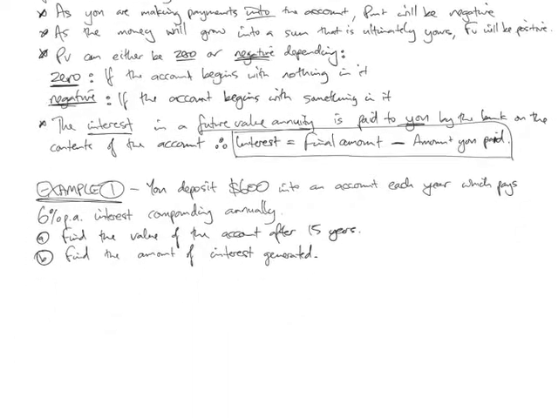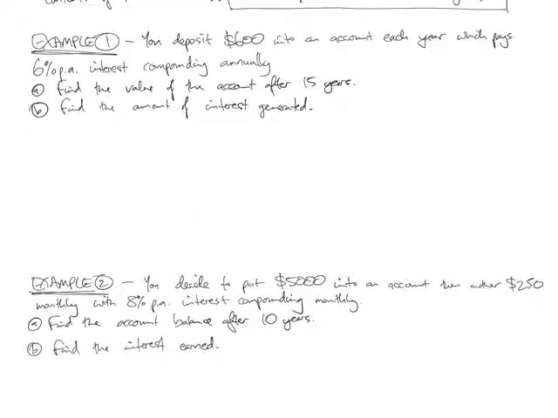So let's run a couple of examples here. Example 1: you deposit $600 into an account each year, paying 6% per annum interest, compounding annually. Find the value of the account after 15 years. Like with all of your compounding interest questions, unless you're asked to do it by hand, you're going to be using the TVM solver. So you press Apps, select 1 Finance, select 1 TVM solver, and you're ready to go.